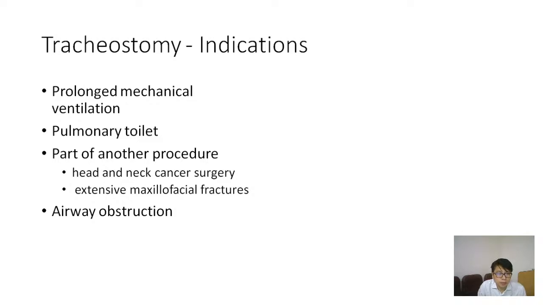Another important indication is pulmonary toileting, as well as being a part of the procedure in head and neck cancer surgery or extensive maxillofacial fractures. Or preoperatively, if the patient has trismus and intubation is difficult even with a fiber optic laryngoscope, then we have to do a tracheostomy. Also airway obstruction, which is commonly seen in carcinoma of the larynx. When there is an airway obstruction, we need to secure the airway by doing a tracheostomy.